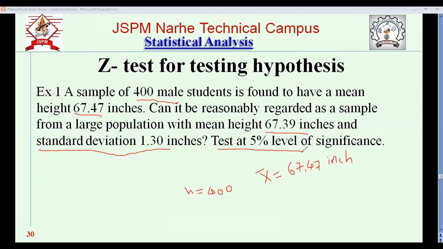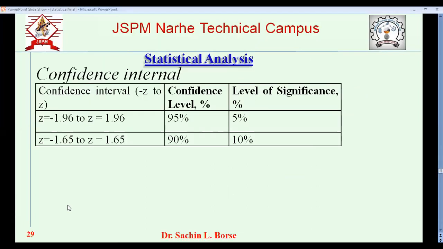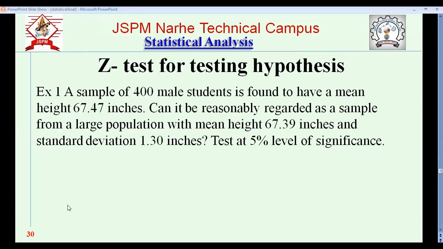When it is said 10% level of significance, it will be 1.65, I think. Can anyone remember what was the value for 10% level of significance? Yes, plus minus 1.65. So we have to remember that. First you write the values.